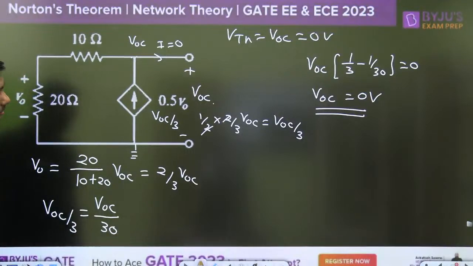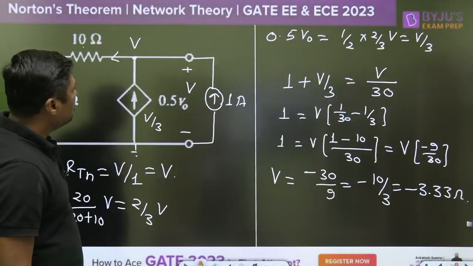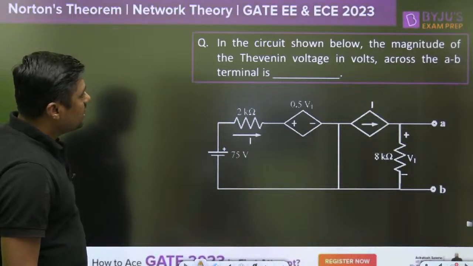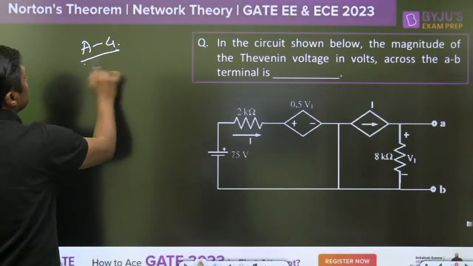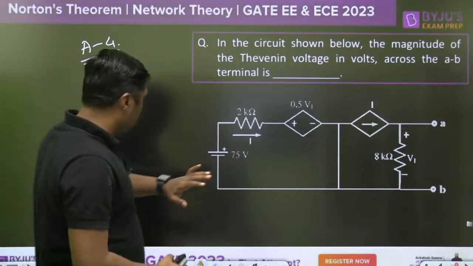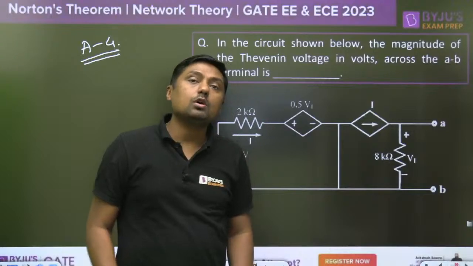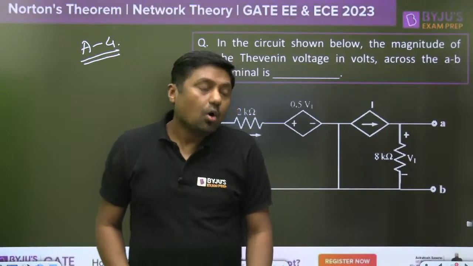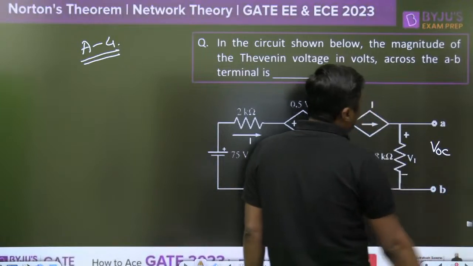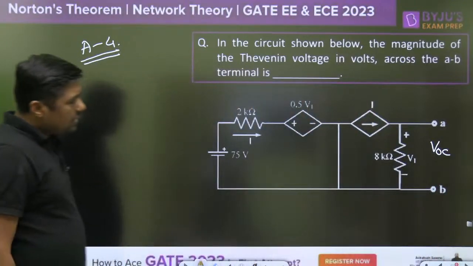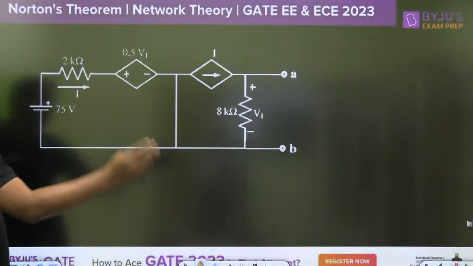Zero. Now next assignment, this is assignment number 2 or 3, I think. It is assignment number 4. In the circuit shown below, find the magnitude of the Thevenin's voltage in volts across A and B. What was the answer, everyone? You only have to calculate the VOC, the open circuit voltage. Try to understand, and give me the answer in the comments box.